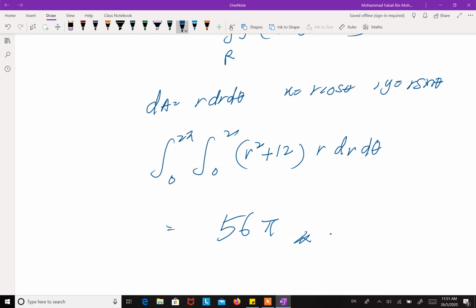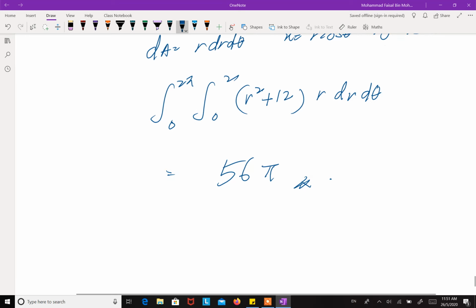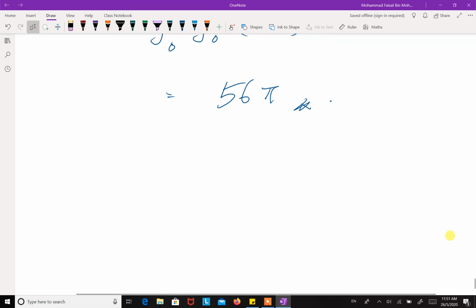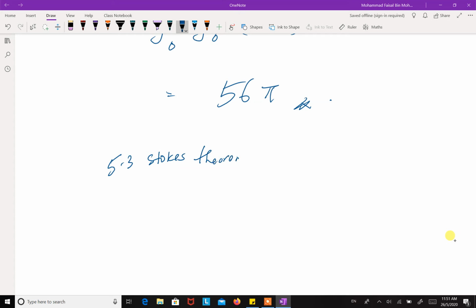So you can do more examples. I will stop here. In the next class I will move on to Stokes theorem, 5.3, and 5.4, Gauss theorem.